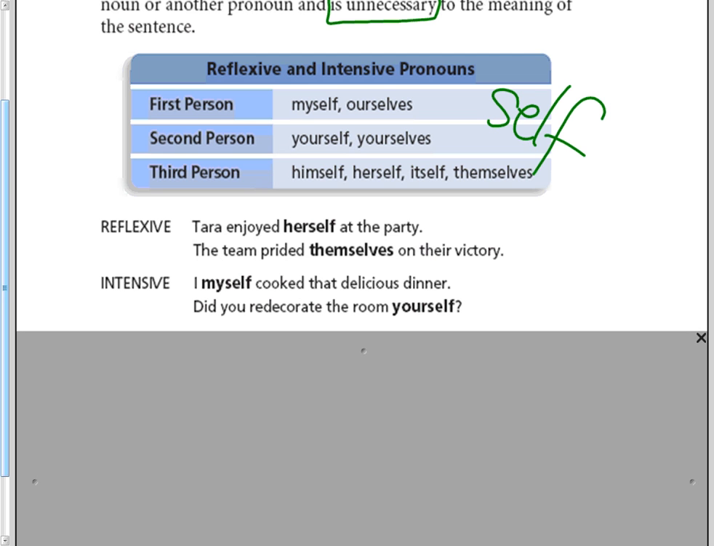However, intensive are not necessary to the sentence. I myself cooked that delicious dinner. Myself refers back to I. Did you redecorate the room yourself? Yourself refers back to you.